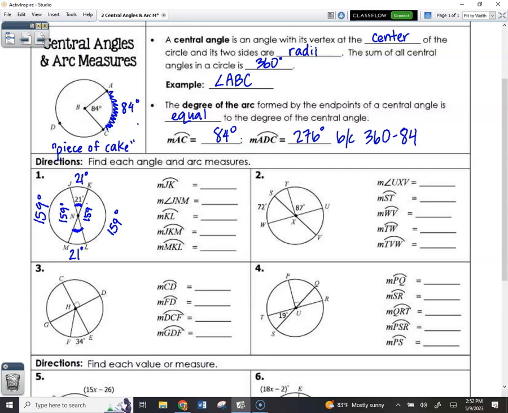So the first question says, what's the measure of arc JK? Well, we already found that. We labeled it. It's 21. Next question says, what's the measure of angle JNM? JNM, we already found. It's 159. Next one says, what's the measure of arc KL? Next one says, what's the measure of arc JKM?